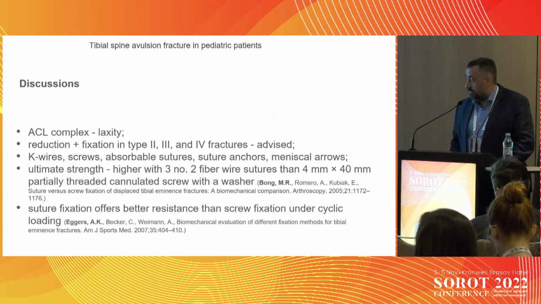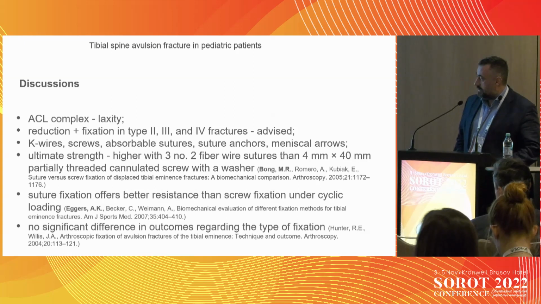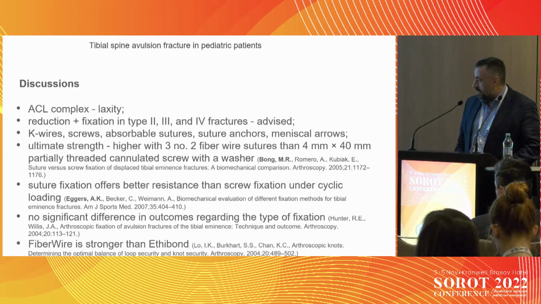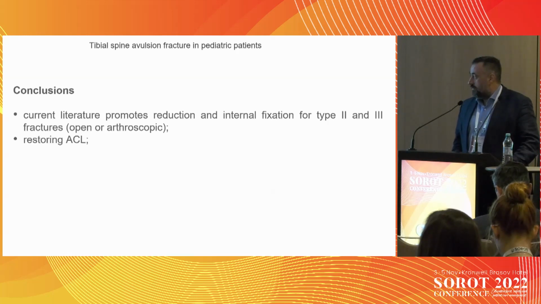A study was also published in the American Journal of Sports Medicine in 2007 by Eggers and co-workers, and there is no significant difference in outcomes regarding the type of fixation. Another interesting study was published in Arthroscopy by Hunter in 2004, and we found that FiberWire is stronger than the alternative. We are not allowed to say commercial names, but this study was published in Arthroscopy in 2004 and we found it very interesting. That's why we're using FiberWire. In conclusion, we have to reduce and fixate this type of fracture, open or arthroscopically. We do have to restore the ACL.